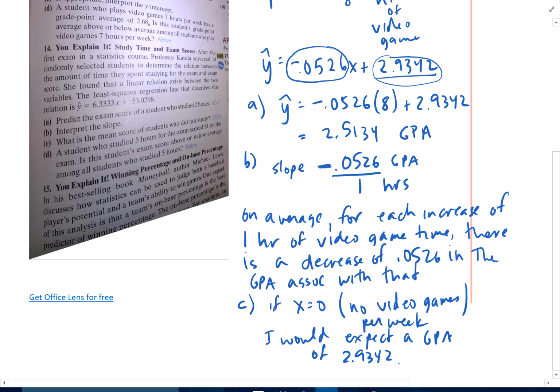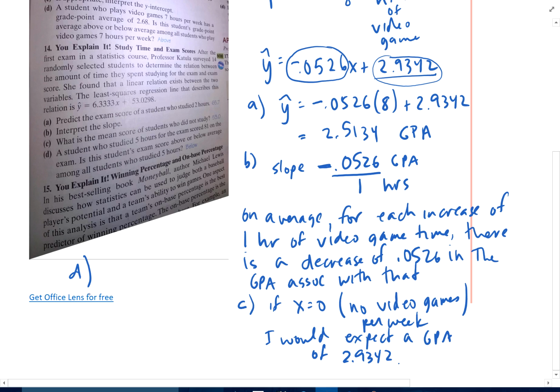And lastly, D, a student who plays video games 7 hours per week has a grade point average of 2.68. Is this student's grade point average above or below the average among all students who play video games? Okay, so what are they saying here? A student who plays video games has a GPA of that, so that's an actual value. Is this above or below the GPA among all students who play video games?